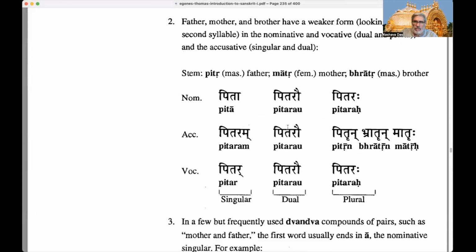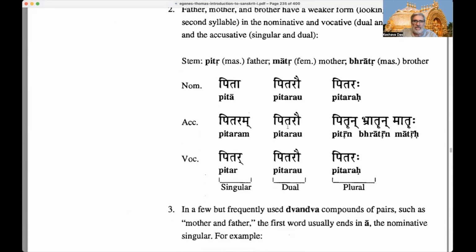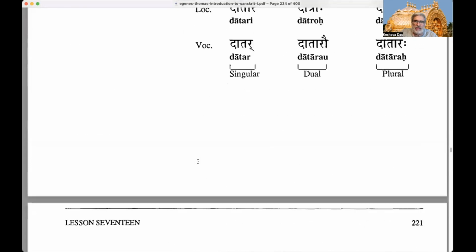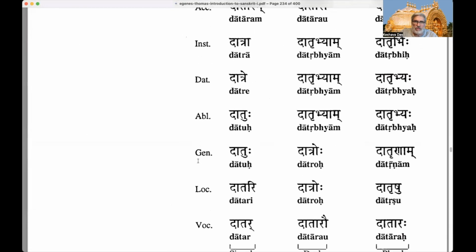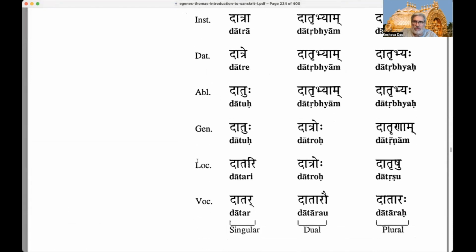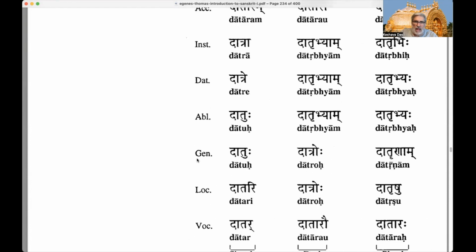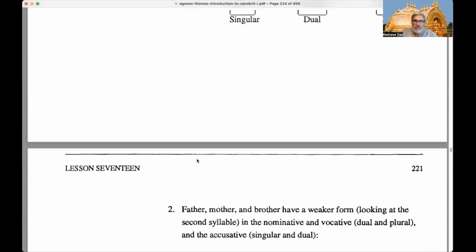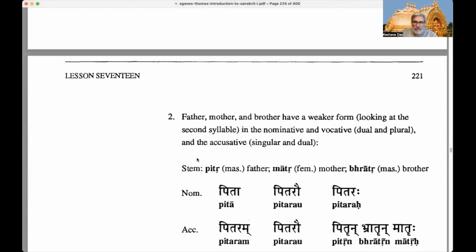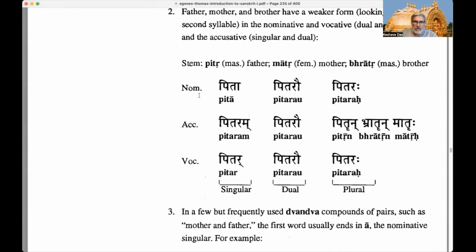So let's have a look at how they're conjugated. He has included only the nominative, accusative, and vocative, and he's assuming that you understand that the instrumental, dative, ablative, genitive, and locative go the same as datri and swasri. So we're just going to talk about the nominative, accusative, and vocative because they're the ones that differ with pitri, matri, and bhratri. So pitri means father. It's masculine.